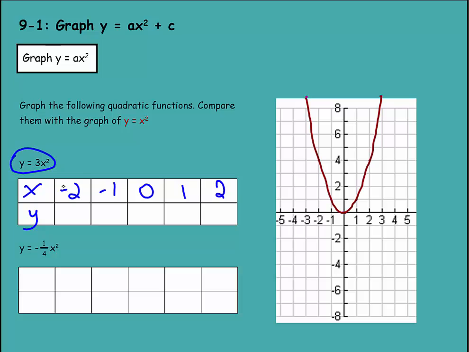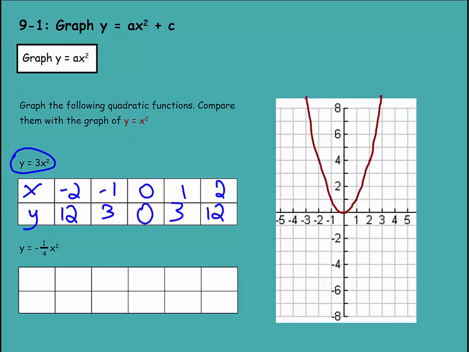If we look at this here, we have -2 squared, which is +4, times 3, which is +12. -1 squared, which is +1, times 3, which is +3. 0 squared is 0, times 3 is still 0. 1 squared is +1, times 3 is 3. And then 2 squared is 4, times 3 is +12.